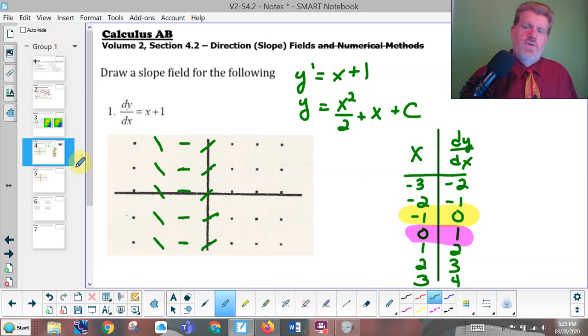And then what happens as we go out to either side? The slopes actually get steeper. When x is -3, the slope is -2. So all these have slopes of -2.